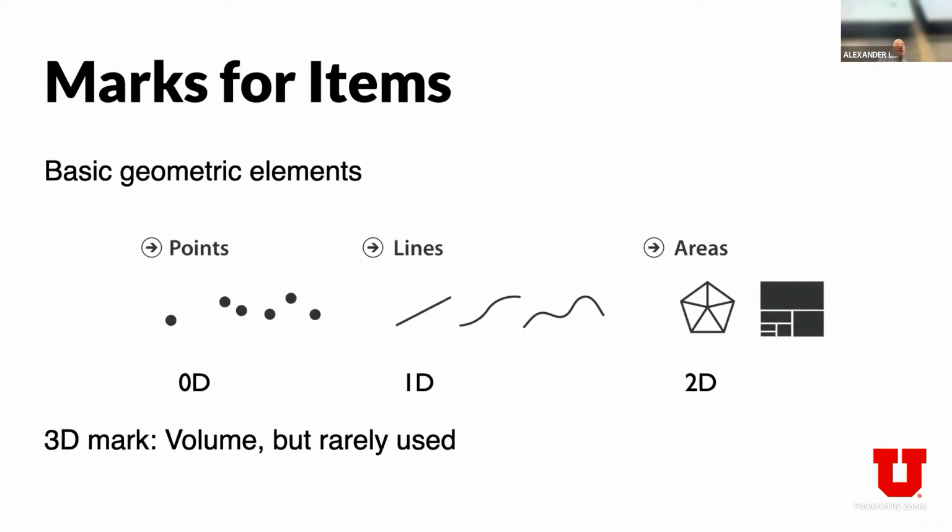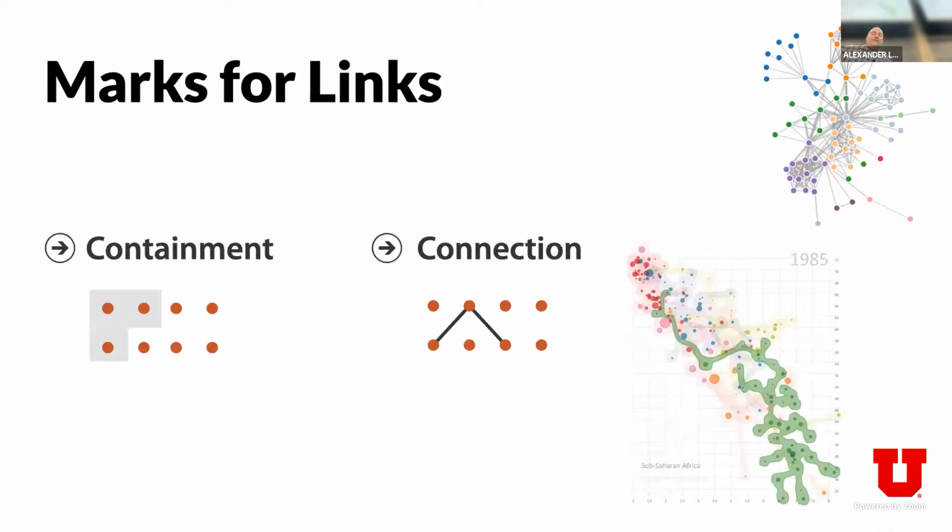Okay, and for items we have these basic geometric elements like points or lines or areas that we can use. We can also use volume, but that's rarely used for perceptual reasons in visualization. If you don't need volume, you don't use volume. And I'll talk more about why that is at some point later. And for the links, like relationships between items, we have these things that we learned about in the perception lecture, right? The containment and connection. These are used to communicate the marks for the links.